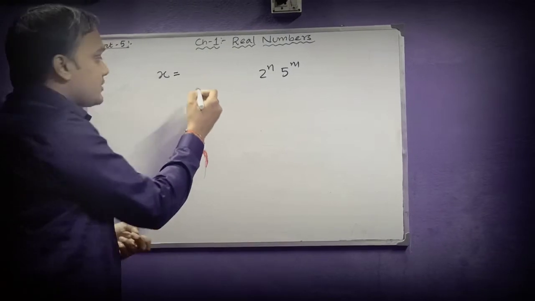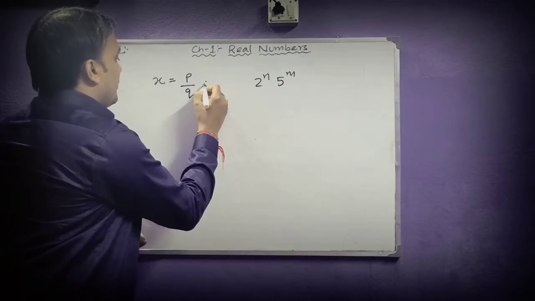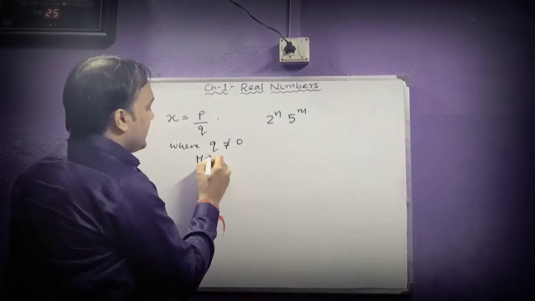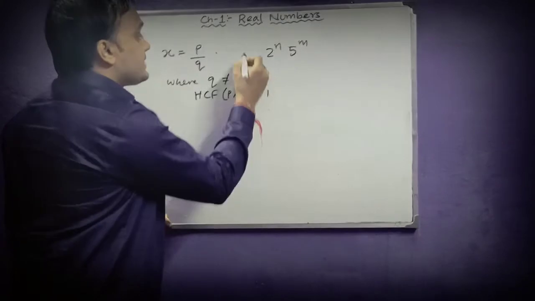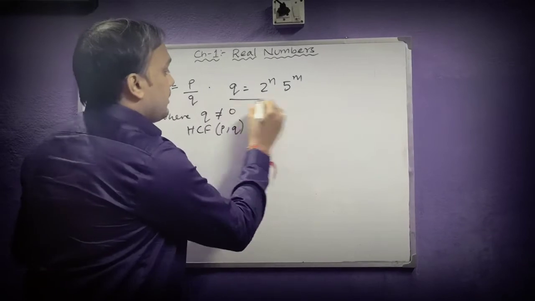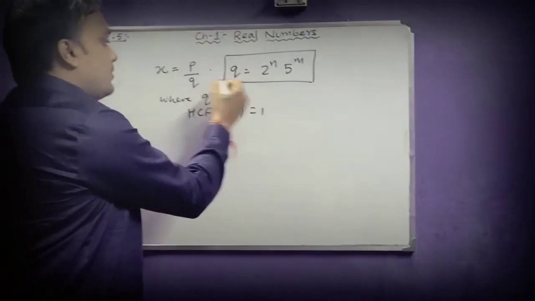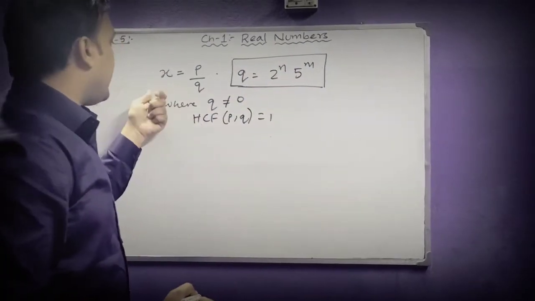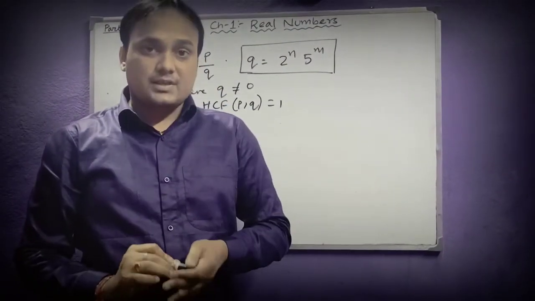That means if x is a rational number, it can be written in p by q form, where q is not equal to 0 and HCF of p and q is 1. That means p and q are co-prime, and the prime factorization of q is of this form. So students, if the prime factorization of the denominator is of the form 2 to the power n into 5 to the power m, then we can say that x equals p by q has a terminating decimal expansion. So this is the first theorem.